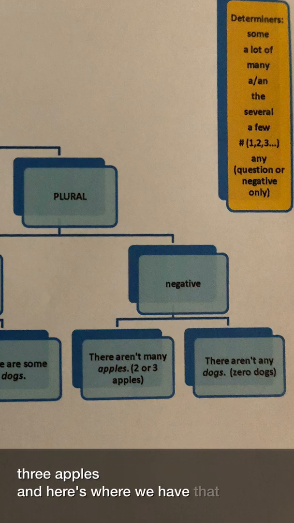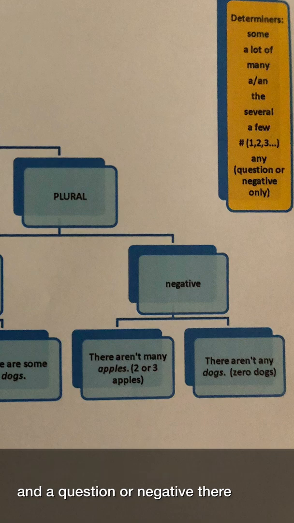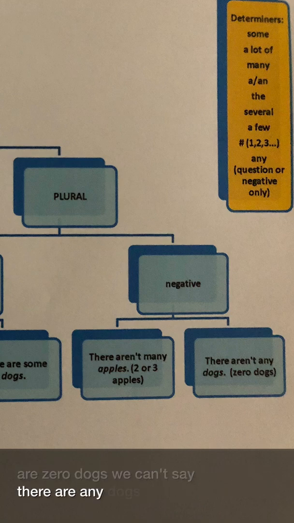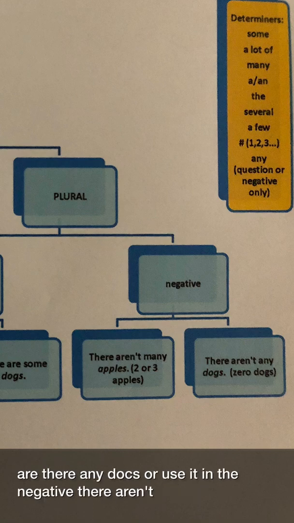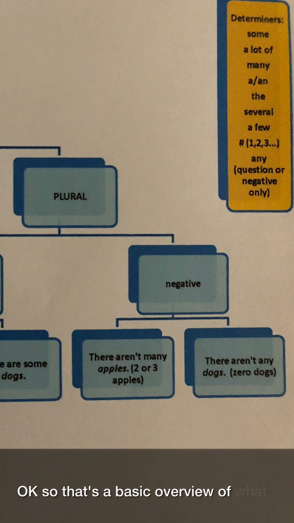And here's where we have that any. So any can only be used in a question or negative. There aren't any dogs, right? Meaning there are 0 dogs. We can't say there are any dogs. See that? But you could ask, are there any dogs? Or use it in the negative. There aren't any dogs. Okay, so that's a basic overview of what count nouns are in English.